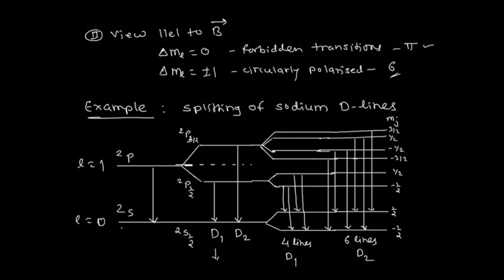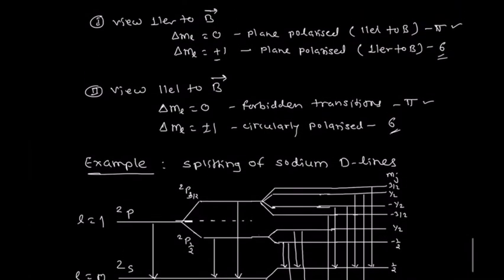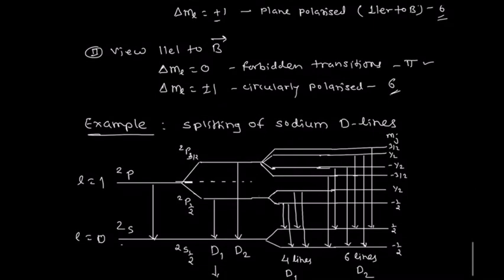Using that selection rule, D1 is splitted into 4 lines and D2 is splitted into 6 lines. Such multiple component lines we are observing under the weak magnetic field, and that is the result of the anomalous Zeeman effect.